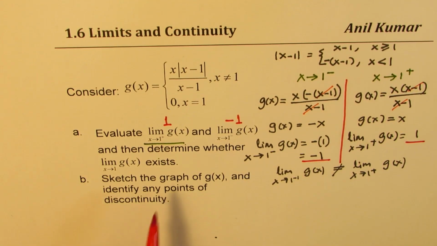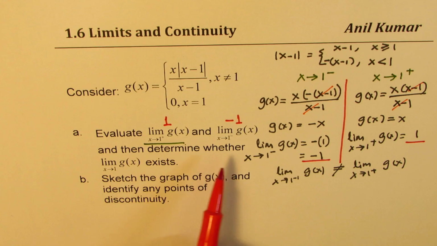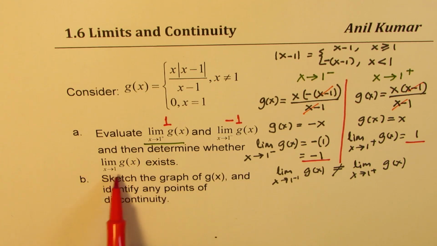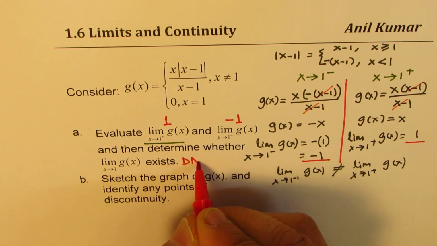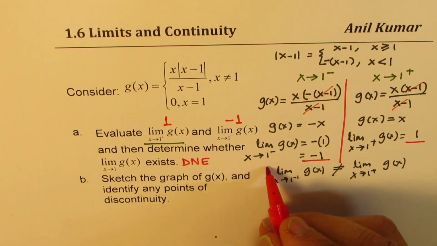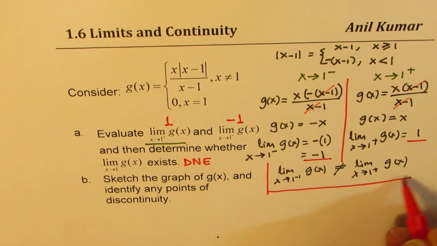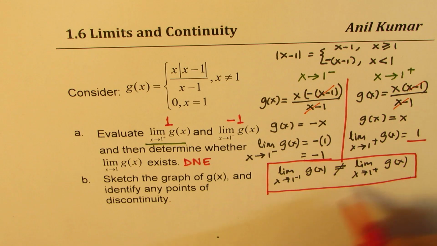Is that clear? Now, then it says, determine whether this limit exists or not. So that answer is: does not exist, since these two limits are not equal. Is that clear to you? So that is how you're going to answer it. I hope the concept is absolutely clear.